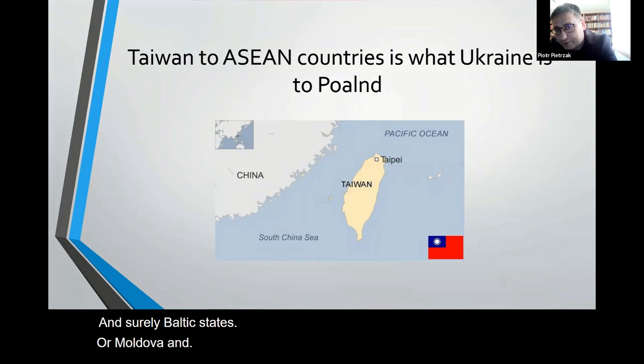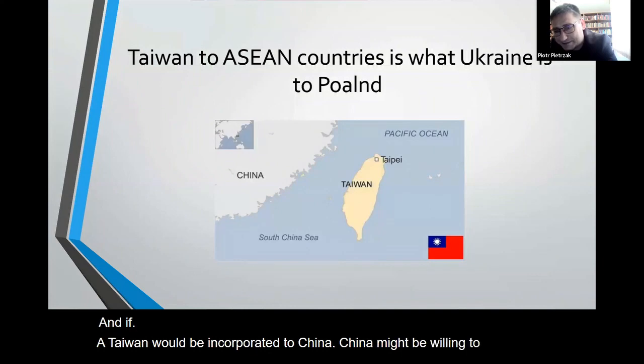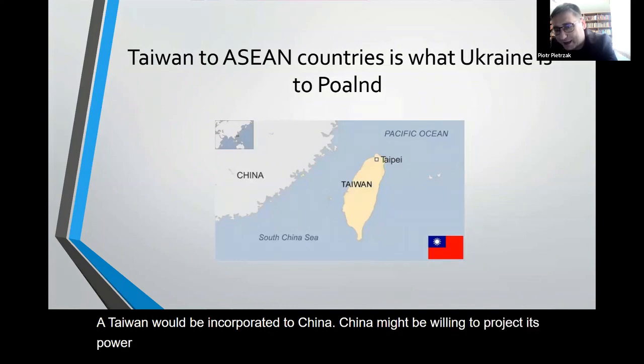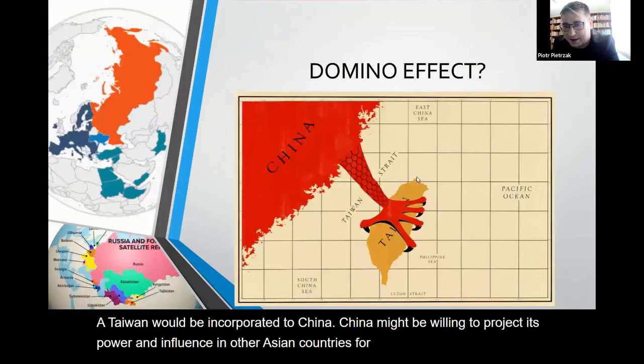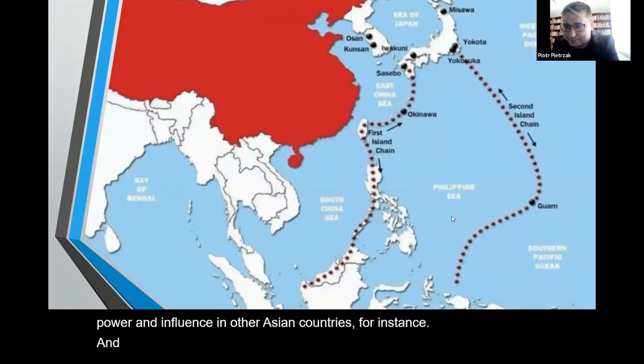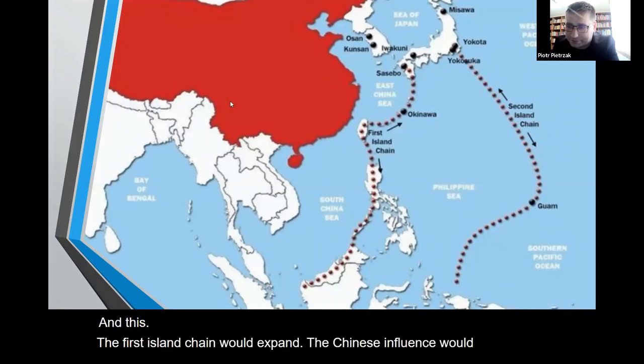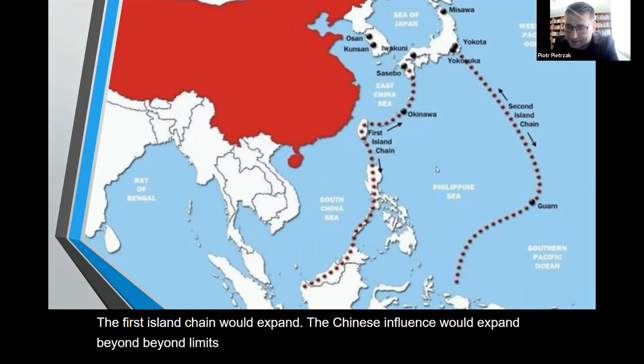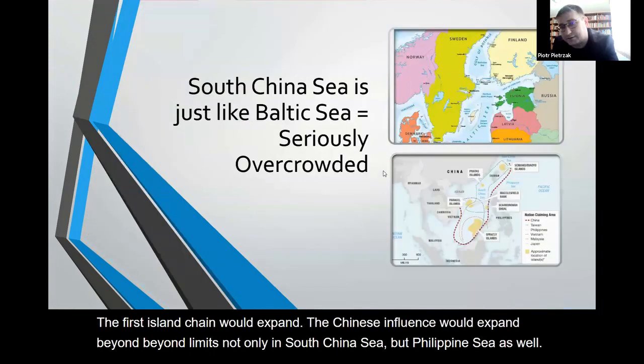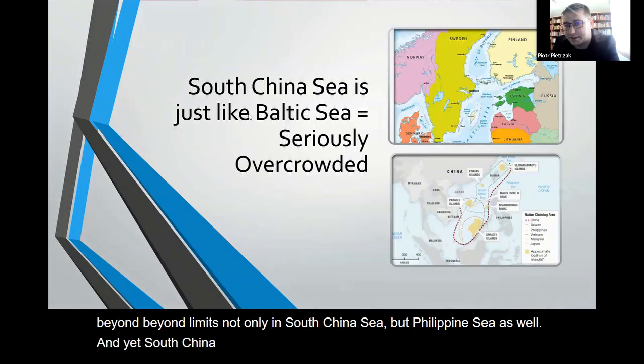And if Taiwan were incorporated into China, China might be willing to project its power and influence into other ASEAN countries, for instance. The first island chain would expand, and Chinese influence would expand beyond limits, not only in the South China Sea but in the Philippine Sea as well. And yet, the South China Sea is just like the Baltic Sea.